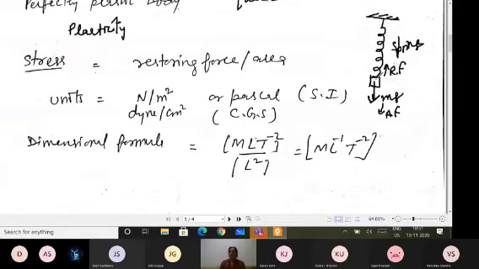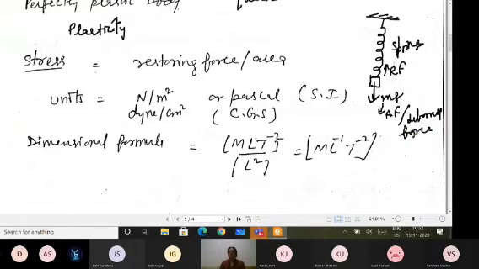Now, the restoring force which is acting on the body per unit area is termed stress. So stress is defined as the restoring force acting on a body per unit area. But you should know the restoring force is equal to the applied force. Applied force here, when we are talking in the elasticity chapter, mechanical properties of solids, means the deforming force.